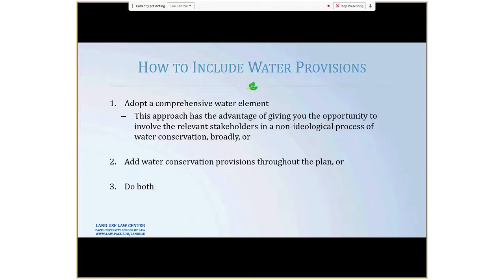Or the more usual and traditional approach is to add water conservation provisions throughout the plan. So you look at the other elements of the comprehensive plan and say, which of these need water components, water strategies, water implementation techniques, or some communities do both. Next slide.